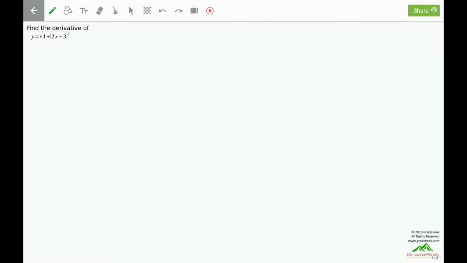Find the derivative of y equals the square root of the quantity 1 plus (2x minus 3) raised to the 8th. So y here is the square root of an entire expression, 1 plus (2x minus 3) to the 8th power. Since we do have a radical or a root involved here, we're going to rewrite that using a fractional exponent.